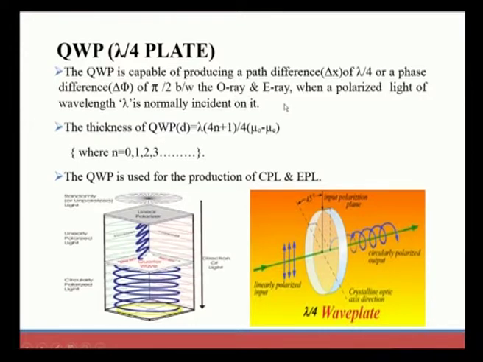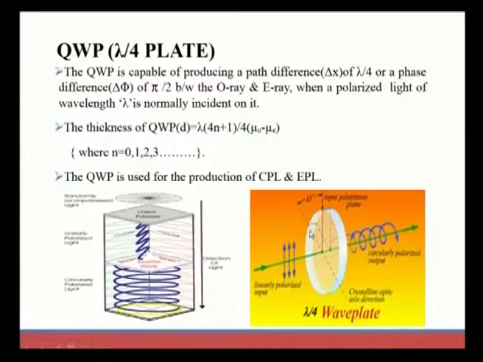When polarized light of wavelength lambda is normally incident on this quarter wave plate, we get a path difference of lambda by 4, or a phase difference delta phi of pi by 2. So these are the two things that we can get with the help of the quarter wave plate.